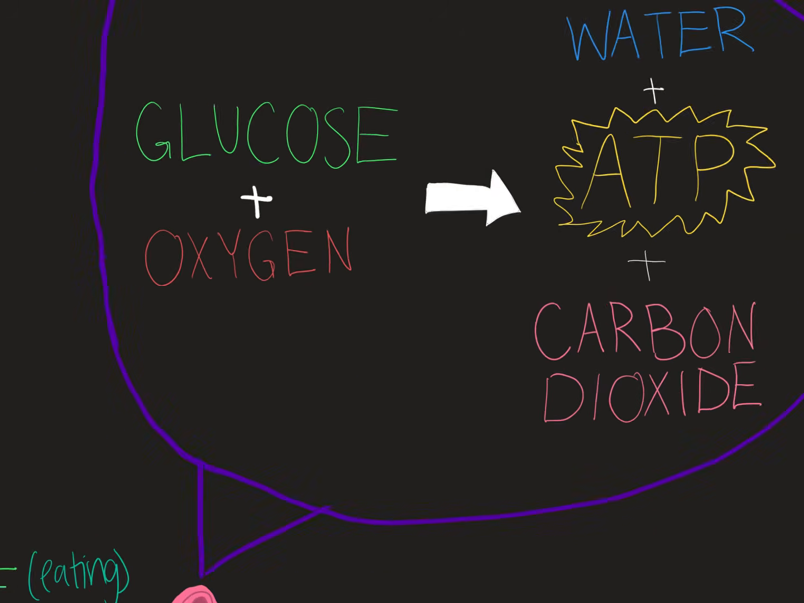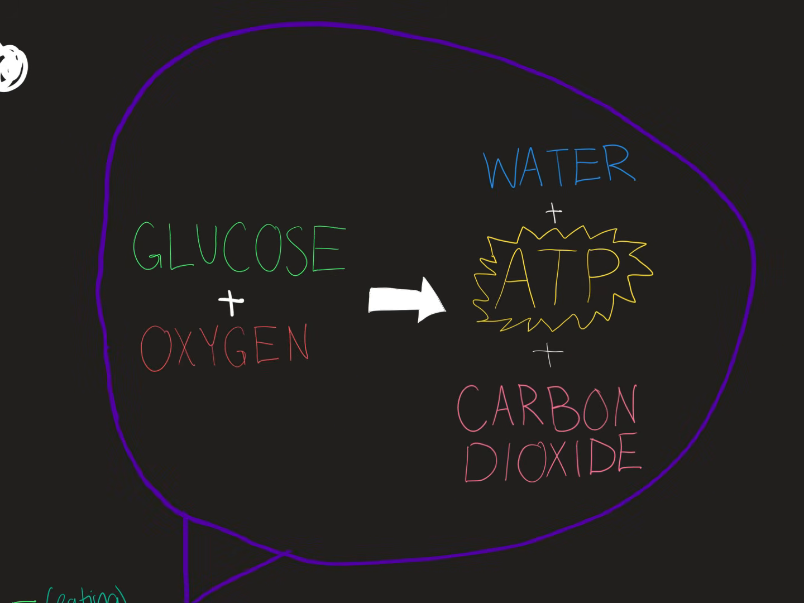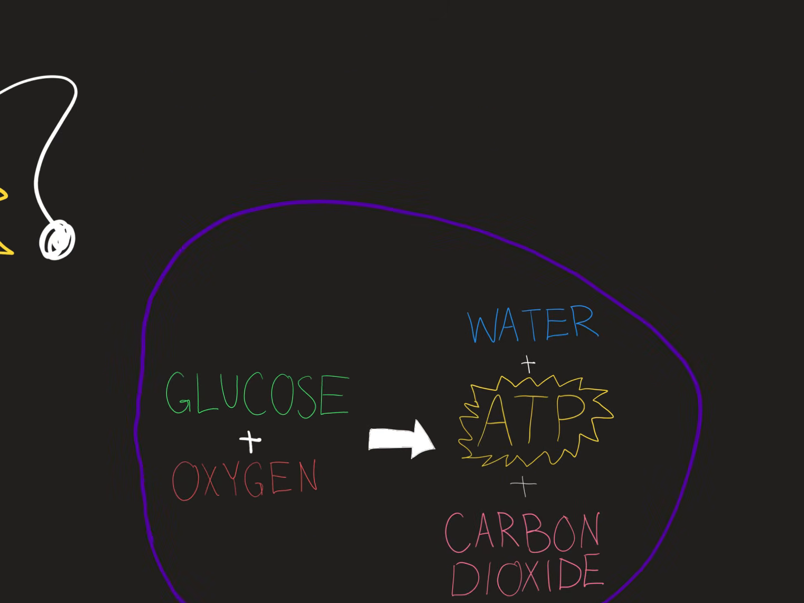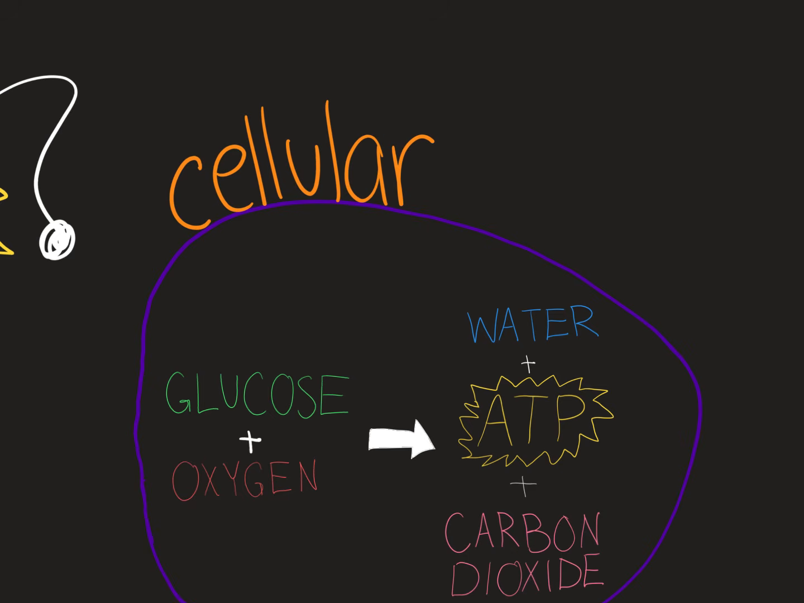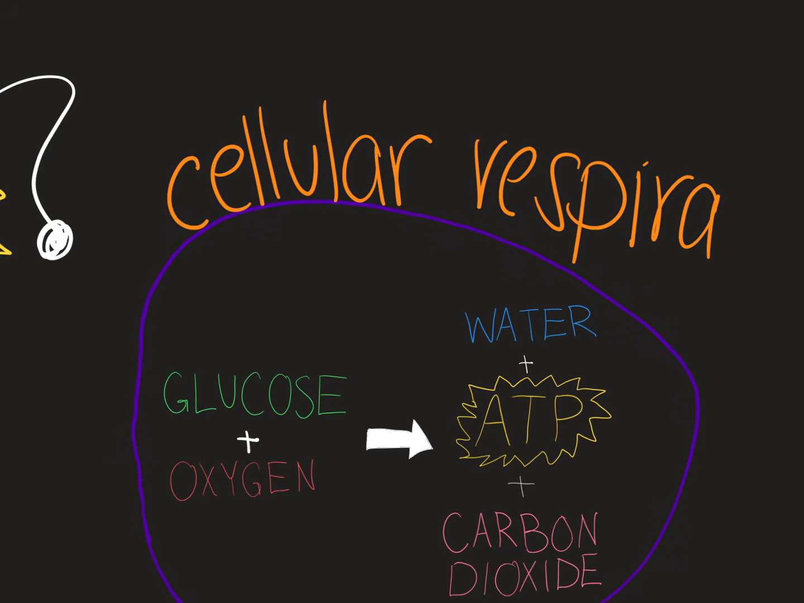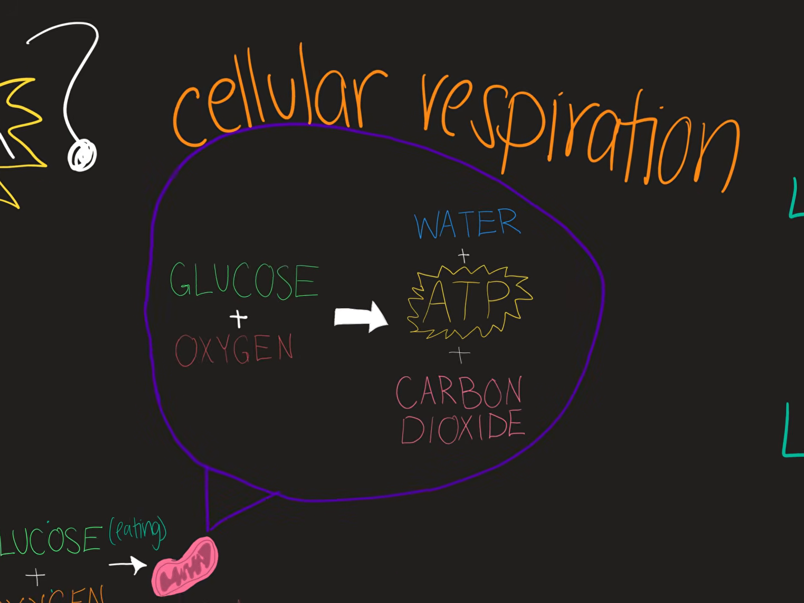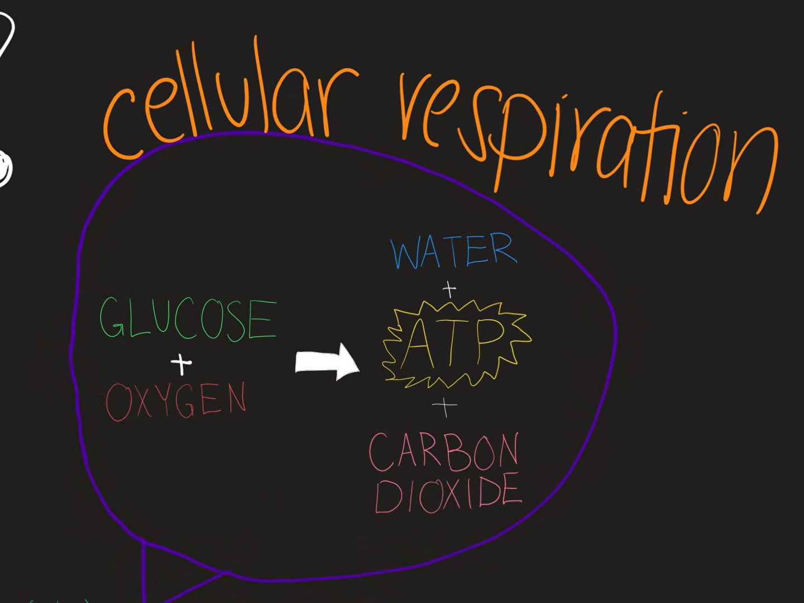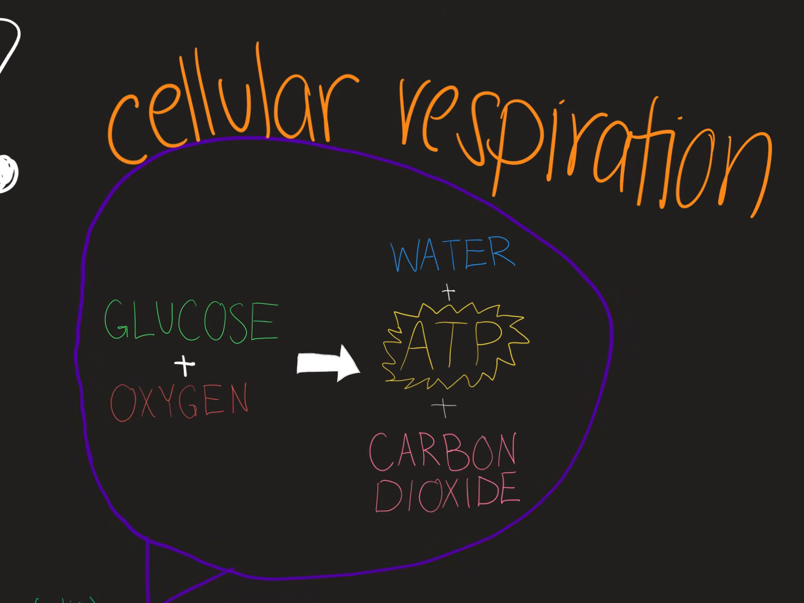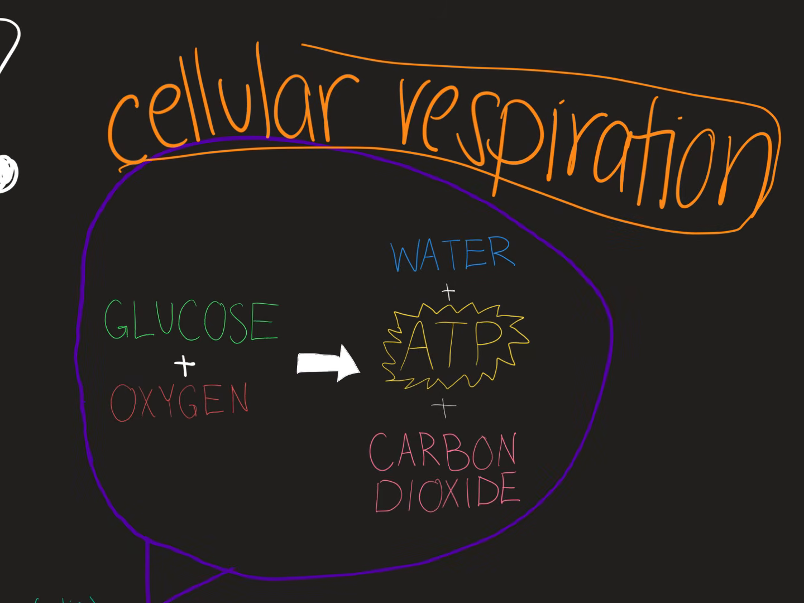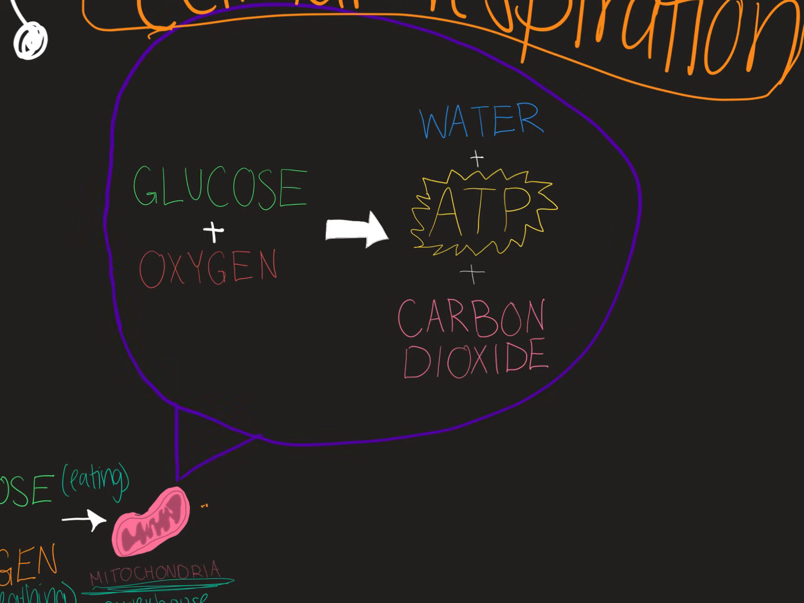Inside the mitochondria, this is where our process happens. So this process is called cellular respiration. Cellular respiration. So this whole process that creates energy for humans is called cellular respiration. And it happens, remember, inside the mitochondria.